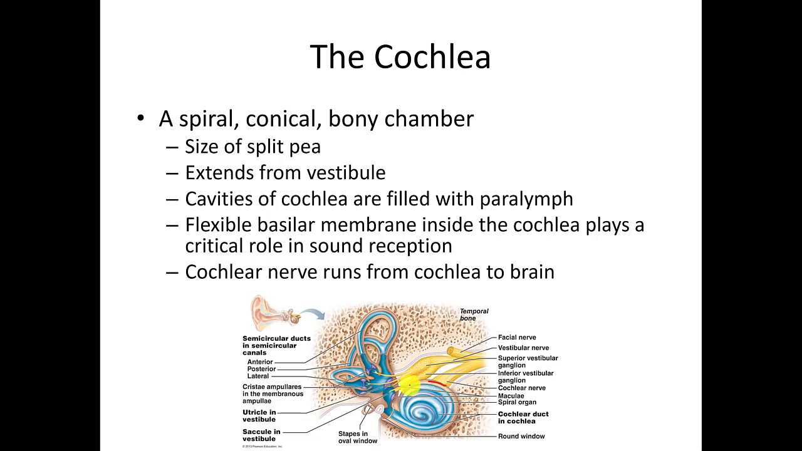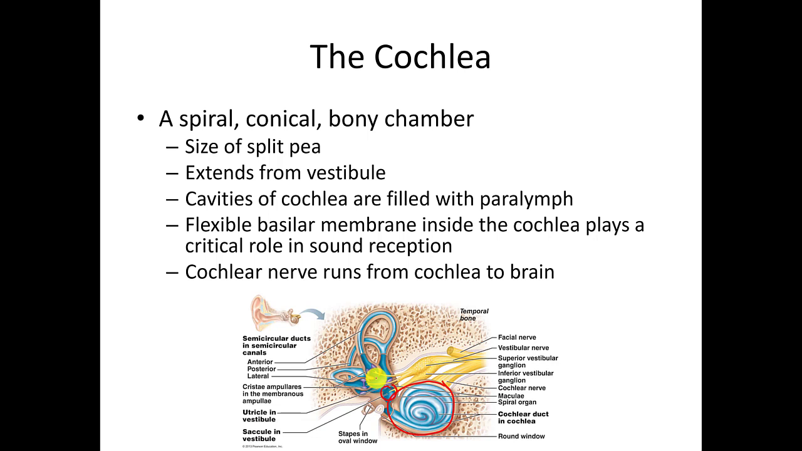Now the cochlea is this snail shell looking structure. It's a spiral bony chamber, and this image makes it look really big. It is not. It is very tiny. It's the size of about a split pea. And again, it's continuous with this little structure over here called the saccule.